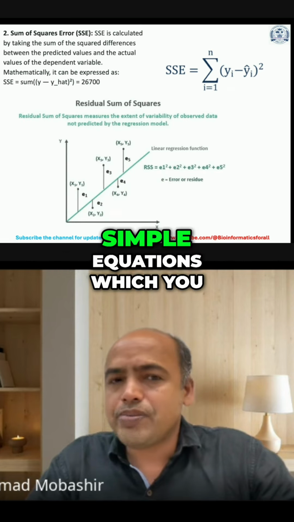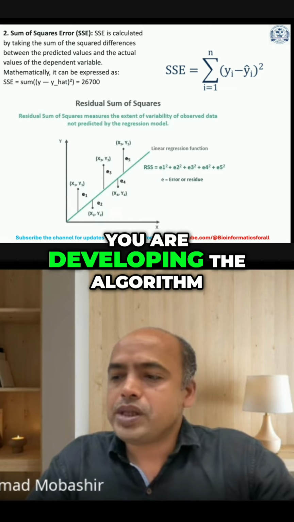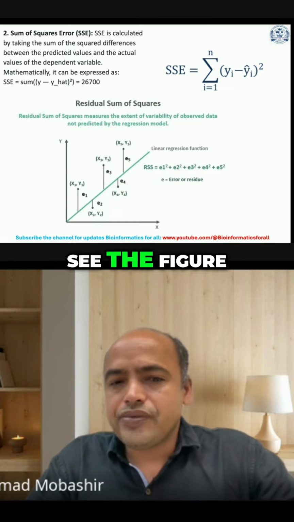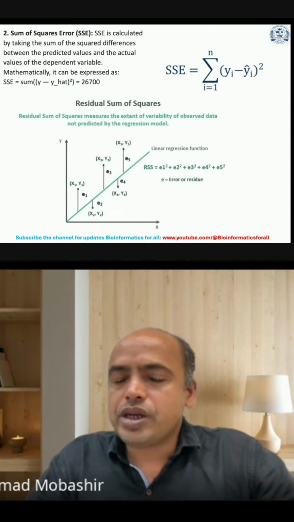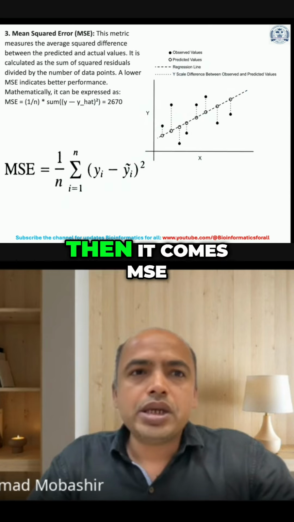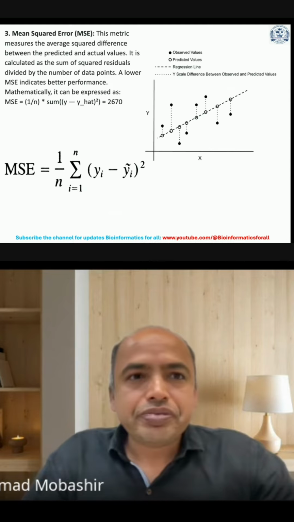So these are quite simple equations which you need to code while you are developing the machine learning algorithm. So here you can see the figure, how it could be understood in terms of graphical presentation. Then it comes MSE. This is also quite common.